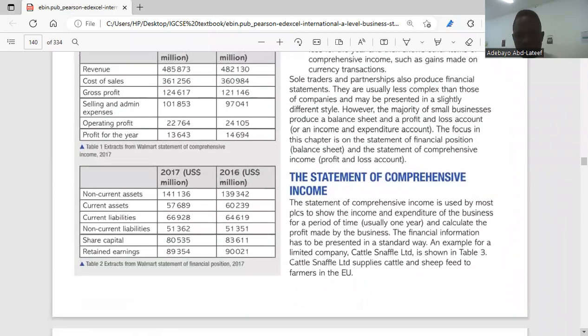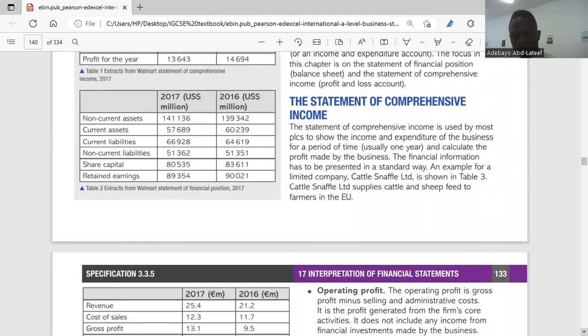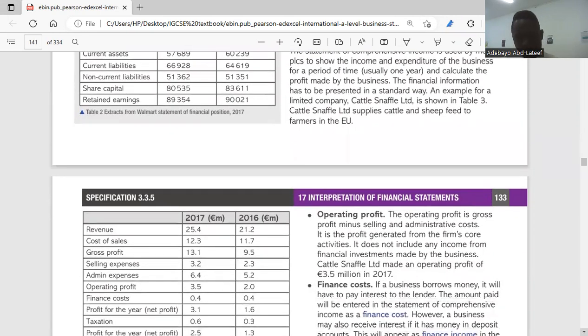This is the statement of comprehensive income. It is used by most PLCs to show the income and expenditure of the business for a period of time. So the statement of comprehensive income is a document that shows the income and the expenditure of a company. So what are the items we find in the statement of profit and loss? We have the revenue.